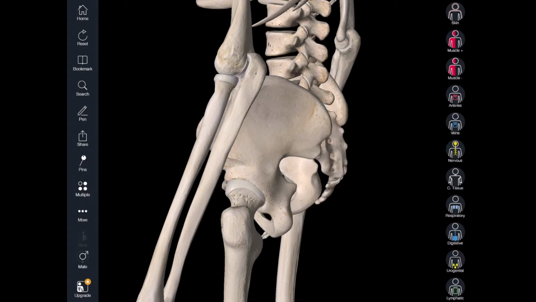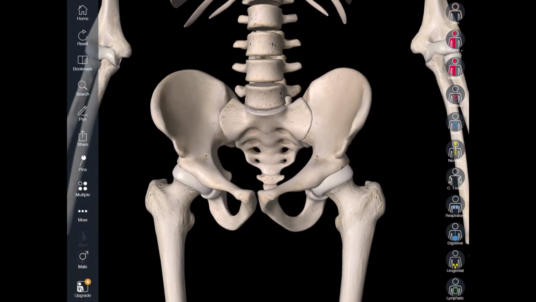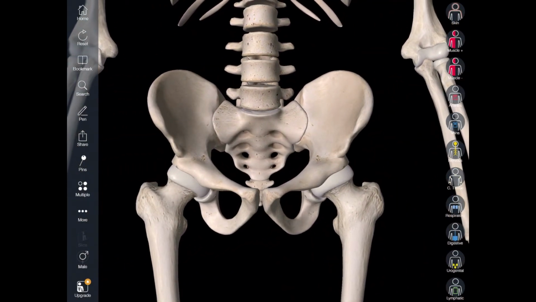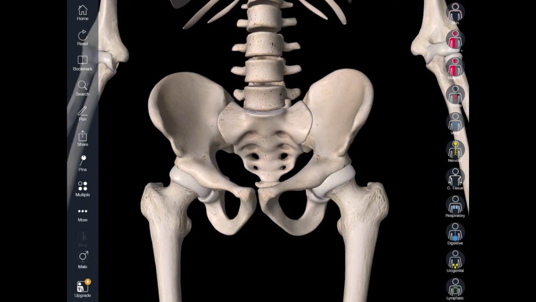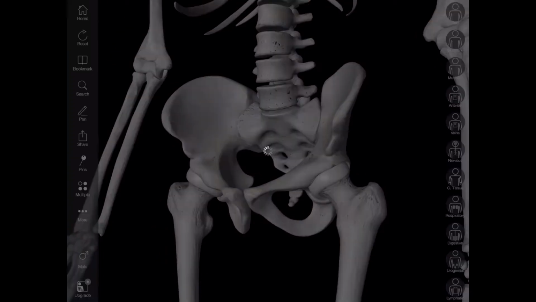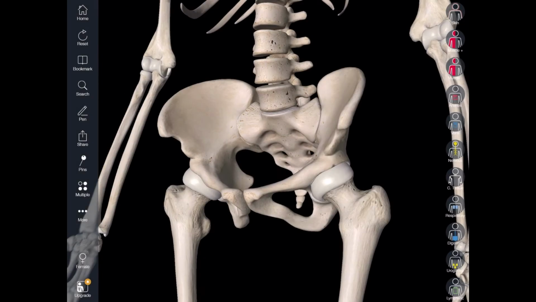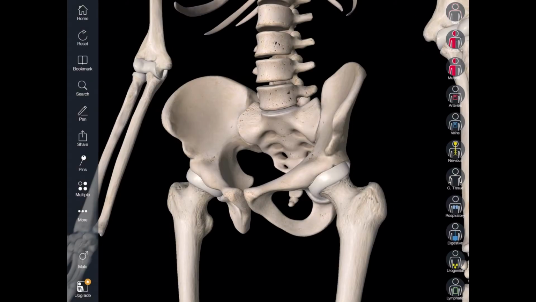The acetabulum is different in the male and female pelvis. So here we're looking at the male pelvis. When we switch to the female pelvis, keep your eye on the acetabulum, and actually not just the acetabulum, but also the head of the femur. Let's go back to the male pelvis. In a male pelvis, the head of the femur is deeper inside. So the acetabulum is deeper in a male pelvis, and so the hip is more secure in a sense.